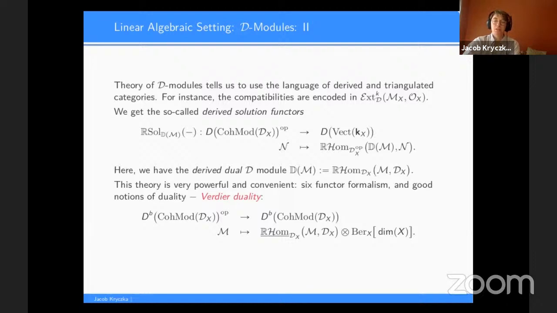But also this formalism is a very powerful and convenient one for many reasons. In particular, there's the six functor formalism. So we have push forward, pull back, and all that good stuff. But also we have a very nice notion of duality, which is the Verdier duality. So what can we say now about the nonlinear setting?